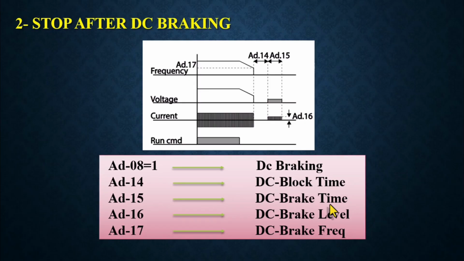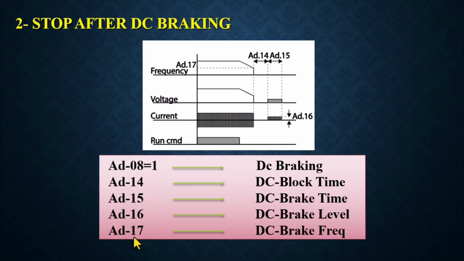In AD16, you specify the direct current brake level, meaning the percentage of the rated current you entered in the motor parameters that will be sent and injected into the motor windings. In parameter AD17, you set the frequency related to direct current braking.